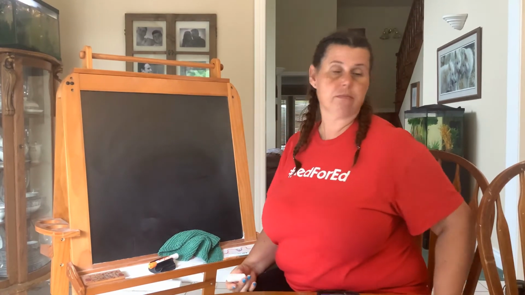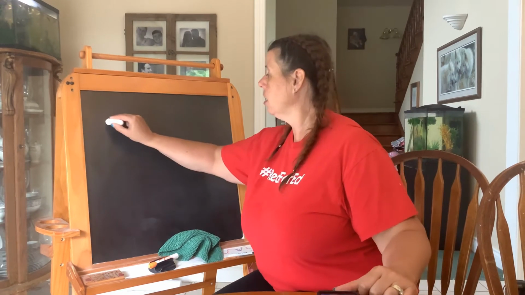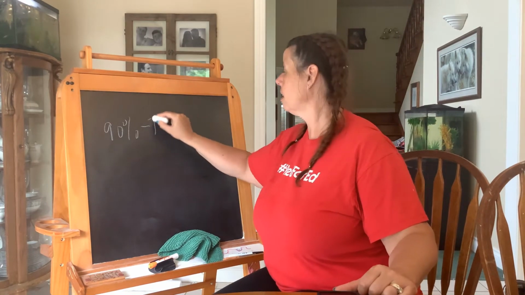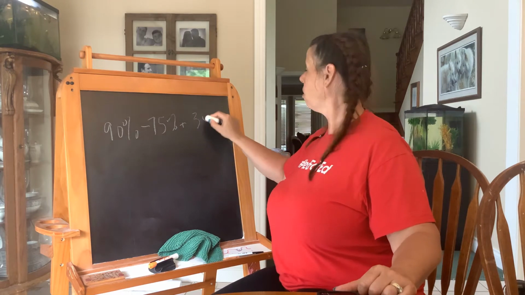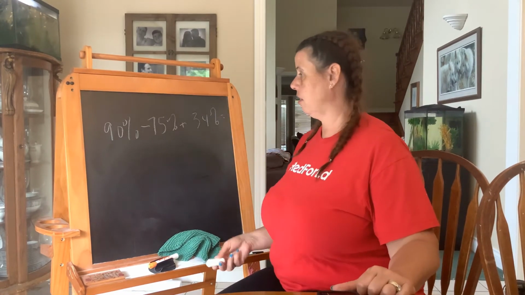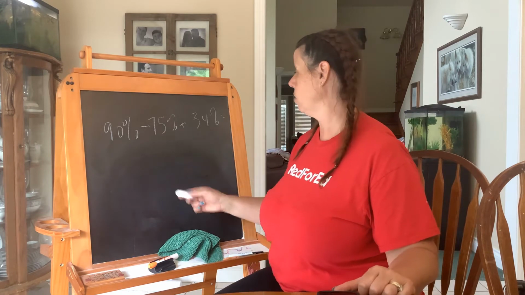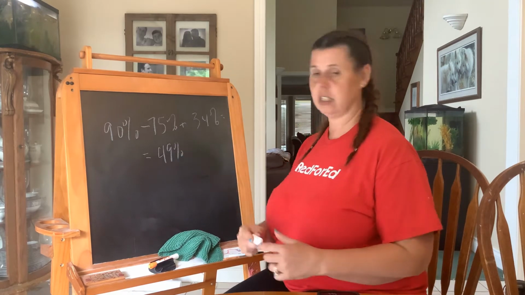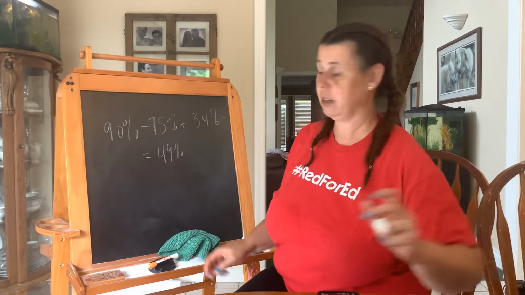Okay, number one, super easy. All you have to do is add and subtract the numbers. Okay, I'll do the first one for you. 90% minus 75% plus 34%. All you have to do is 90 take away 75 is 15, add on 34 is 49%. It's just simple adding and subtracting. Okay? You go answer the next two. Come on back.